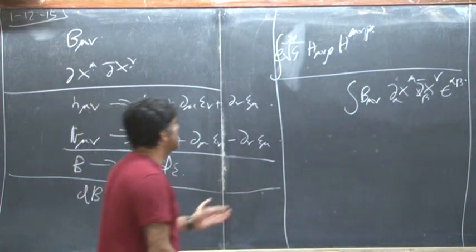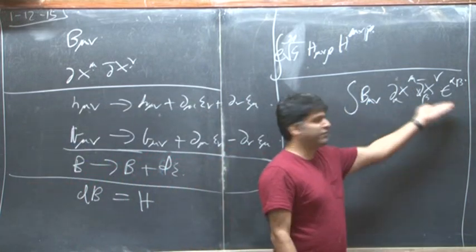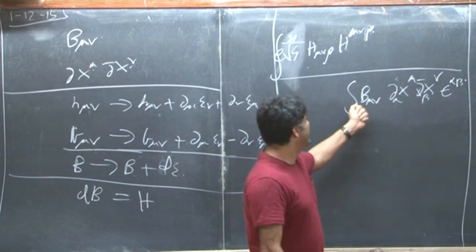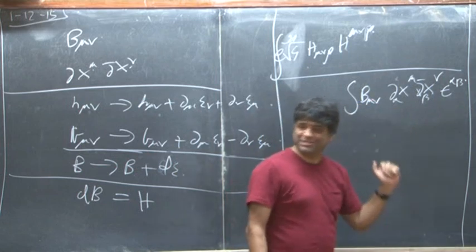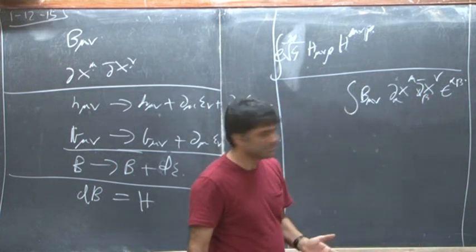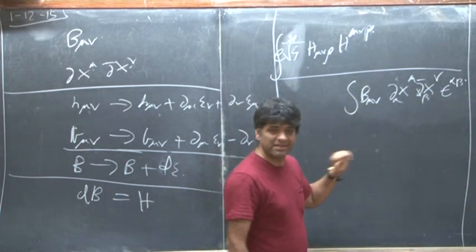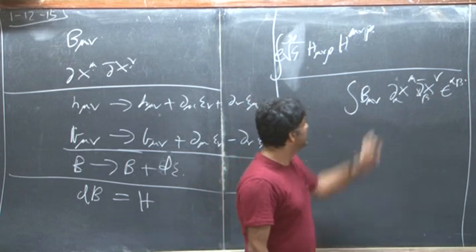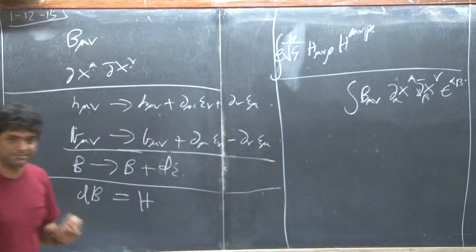This term, when B is constant, when it's zero, of course, it's not there. When it's constant, it is a total derivative on the worldsheet of the string, and so it's effectively not there. Now, can somebody see why this is a total derivative when B is constant?